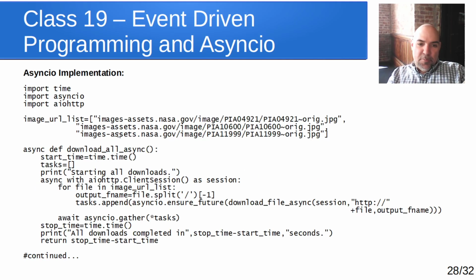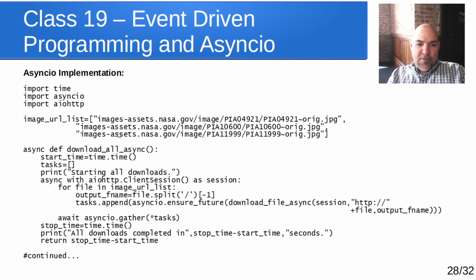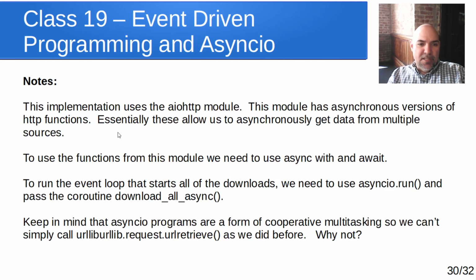So you notice that those two programs are very much similar to each other. We have a download all sequential and a download file, and then we end up calling download all sequential. Over here, we're doing the same thing, download all async and download file async. So again, parallel implementations. One of them is using asyncio and running those as coroutines. One of them is running it sequentially.